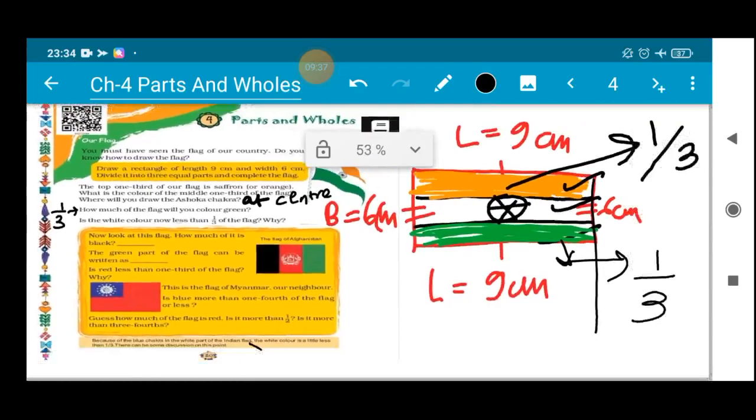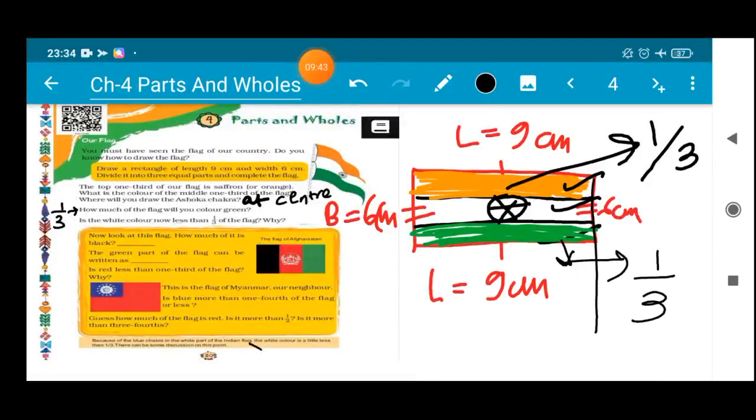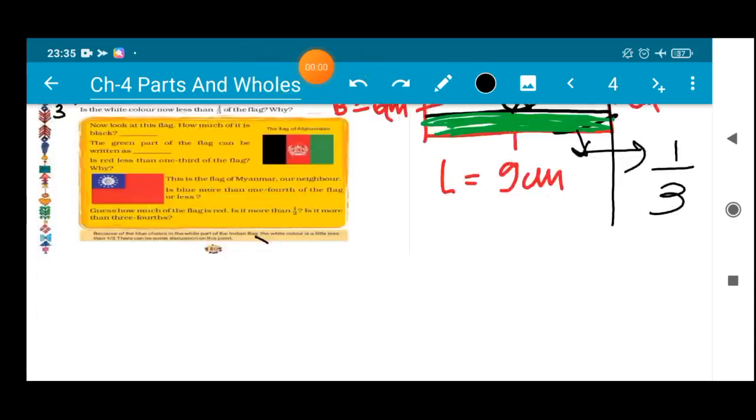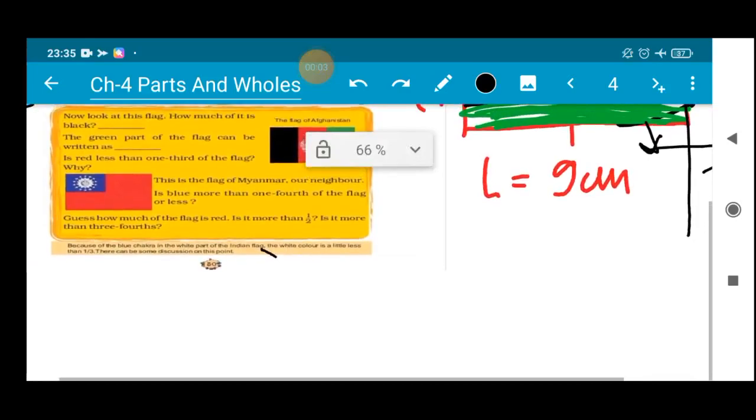Next, is the white color less than 1/3 of the flag? So yes, your answer will be yes. Why? Because a little space is occupied by the Ashoka chakra, that is why. Okay, now let's proceed to the next question of the same page, that is page number 15.